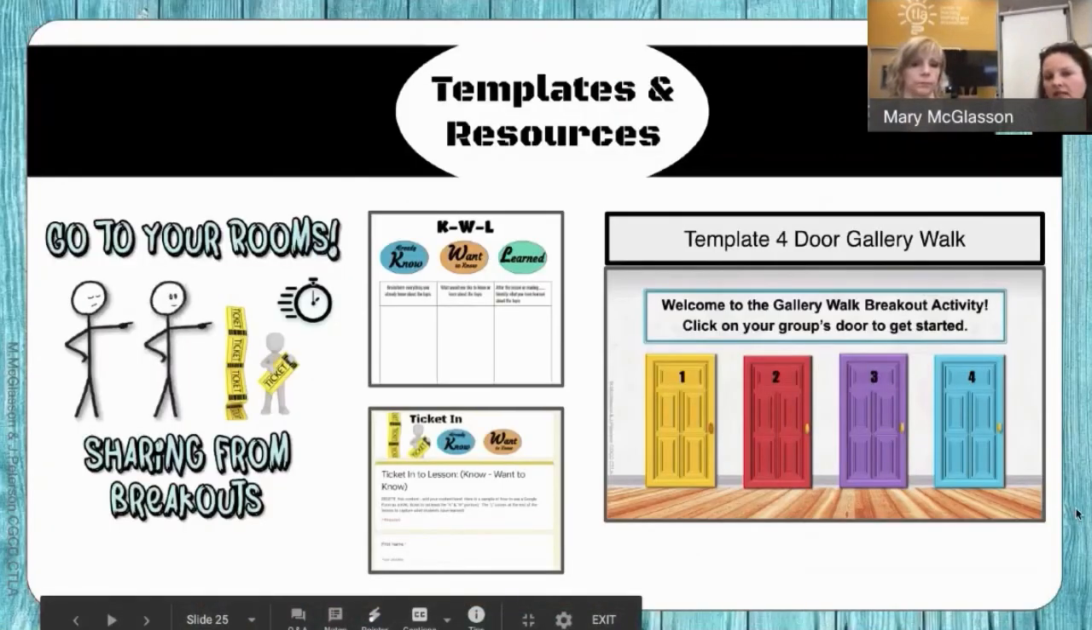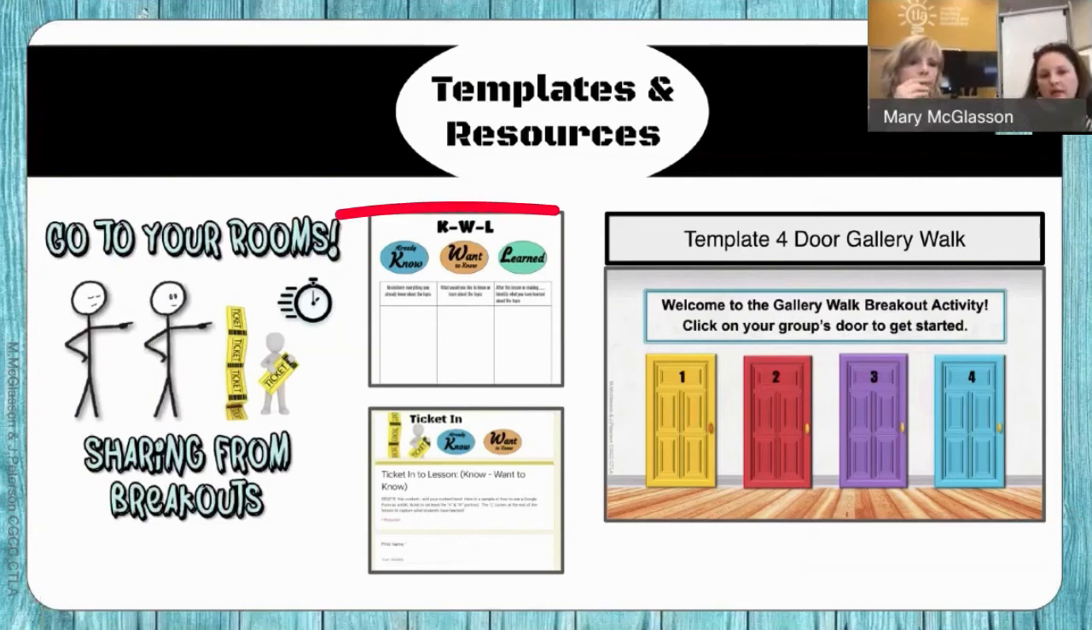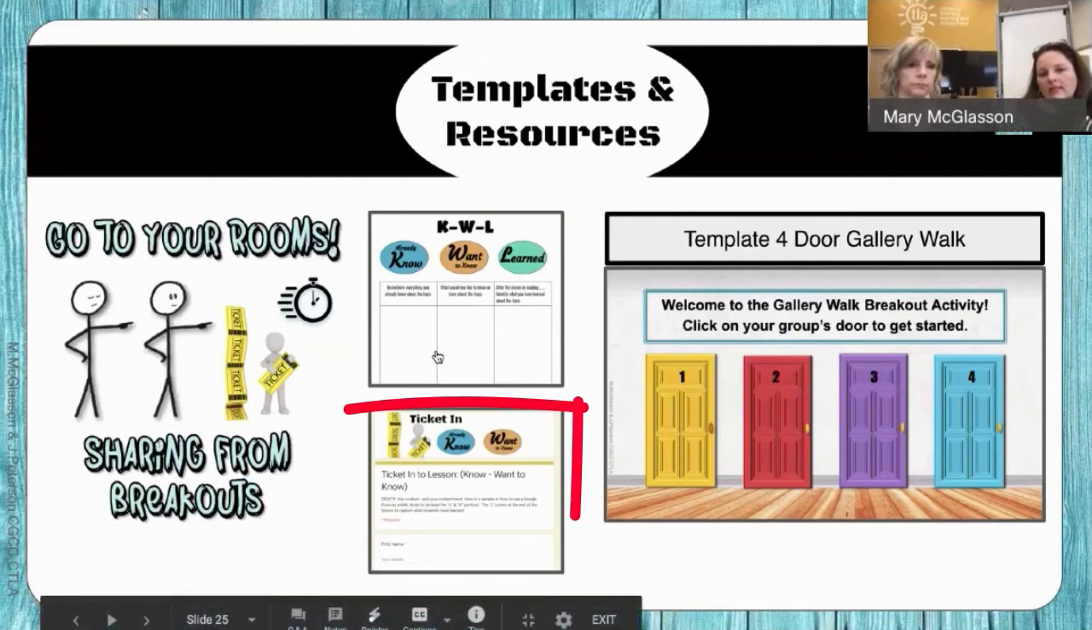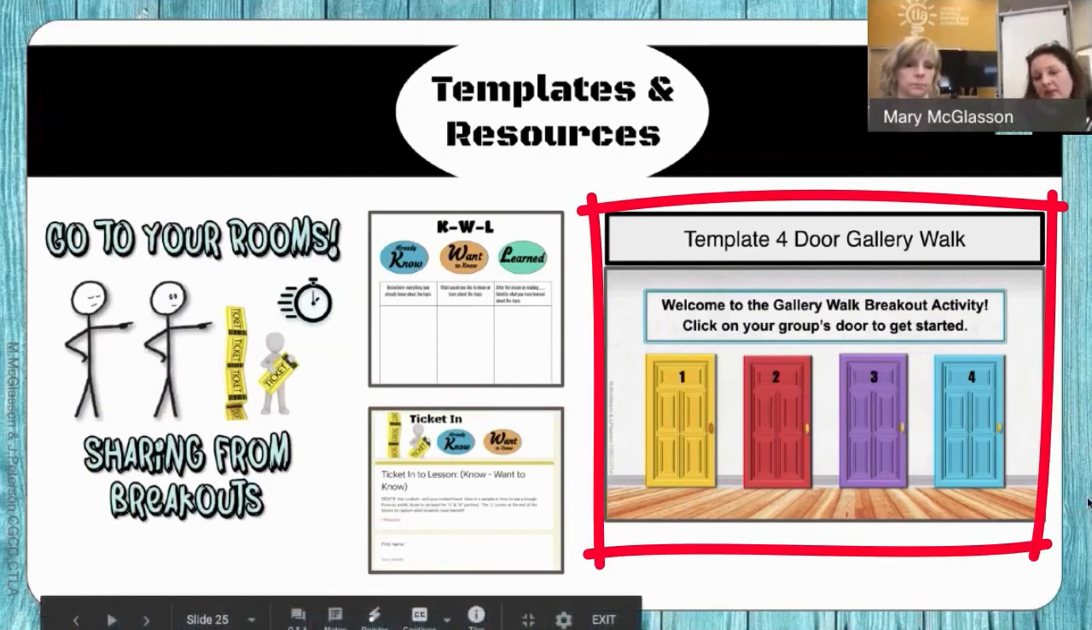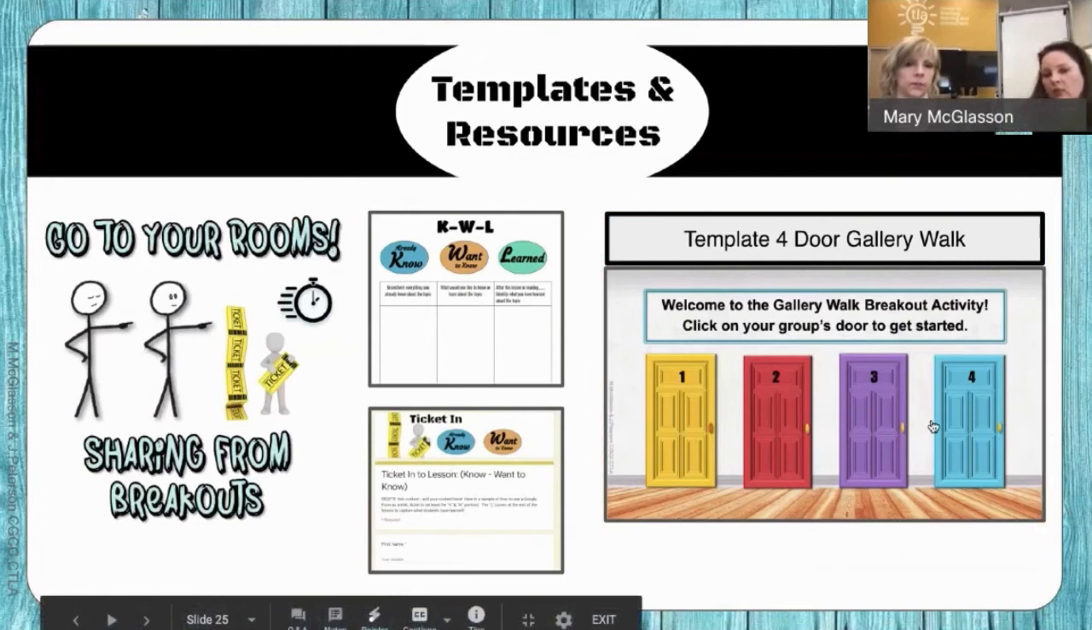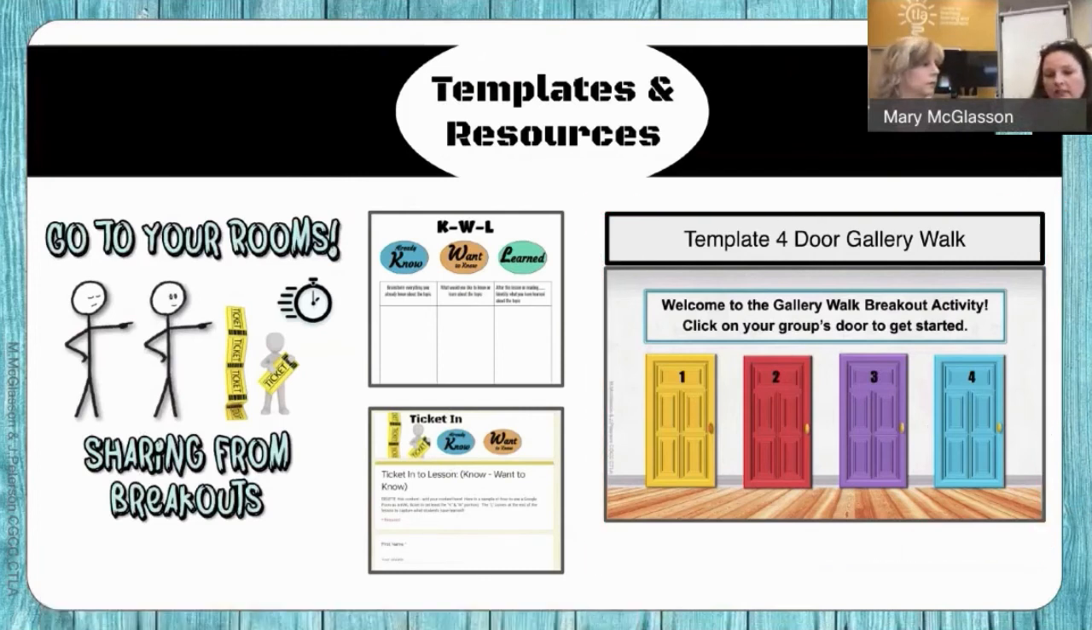Everything that we've done, we've put on back slides. So if you click on the KWL, there's a chart right there, a Google chart. The bottom one is a ticket in. On the right-hand side of the doors, if you click that, you can make your own copy. This is just a 4-door gallery walk, just like we did today. So it's the structure and you can put in the details.